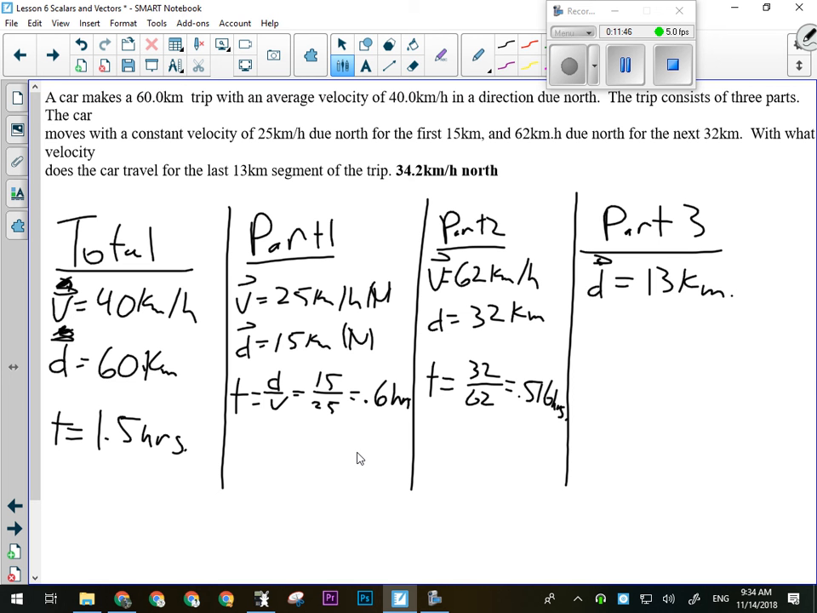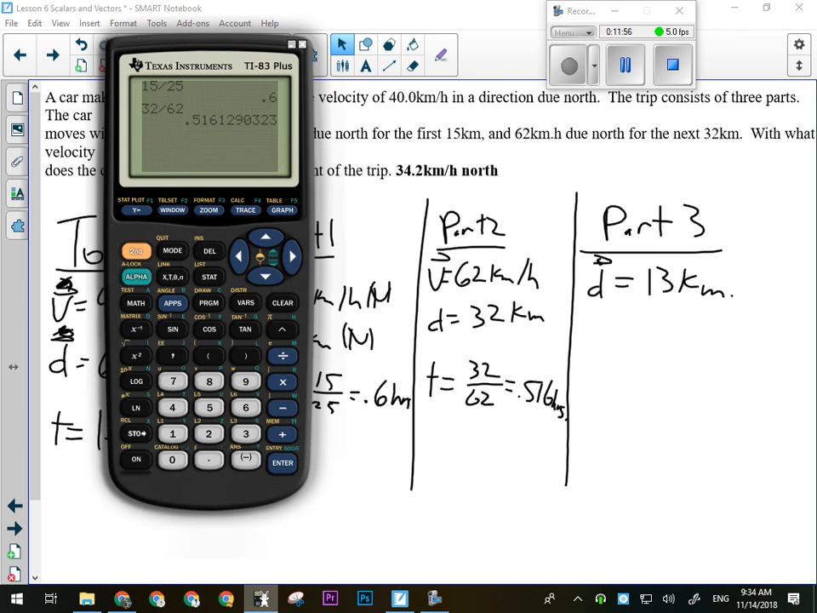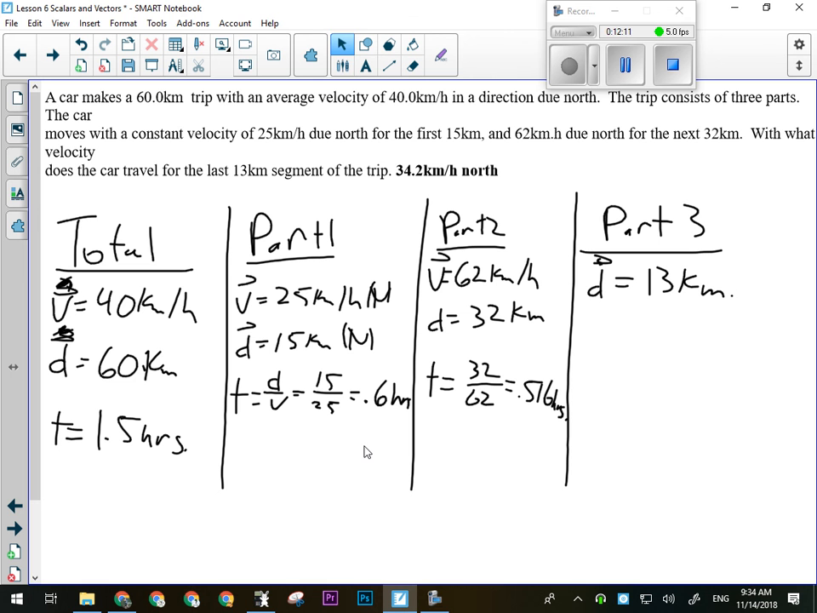Okay. Now, if these two parts take that long, and I know the whole trip is 1.5 hours, can I figure out how long part 3 takes? Yeah, all I have to do is add them up and then subtract them from the total. So I'm going to take that number plus 0.6. That's the time for parts 1 and 2. Then I'm just going to go 1.5 minus that number, and that'll tell me how long part 3 takes. So it's 0.3838 hours. I'm going to keep all the decimals, I'm just not going to write them all.